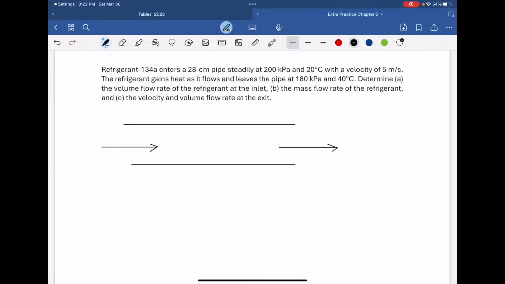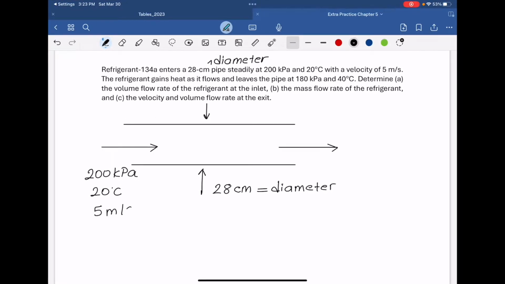And the pipe has 28 centimeter diameter. There's a typo here. So they are giving us the diameter. And at the entrance, it is 200 kilopascal, 20 degrees Celsius, 5 meters per second.